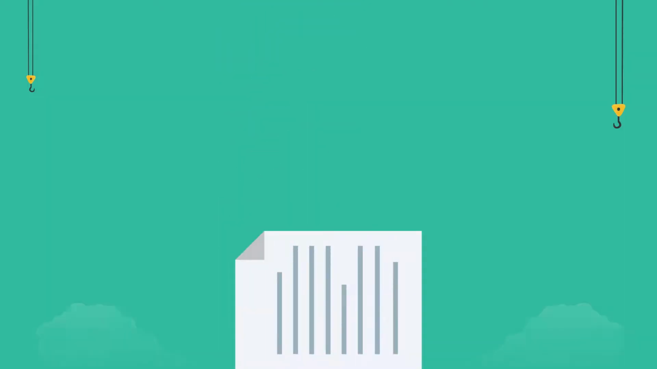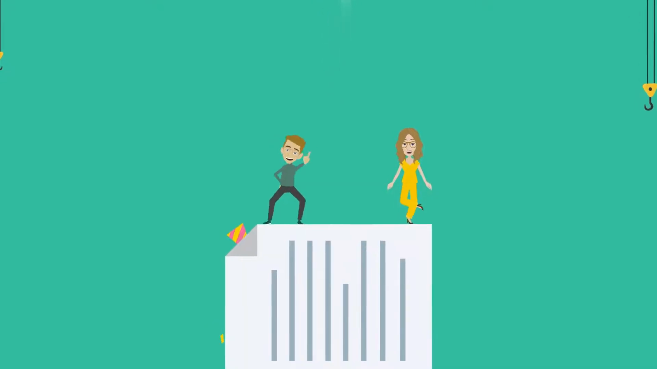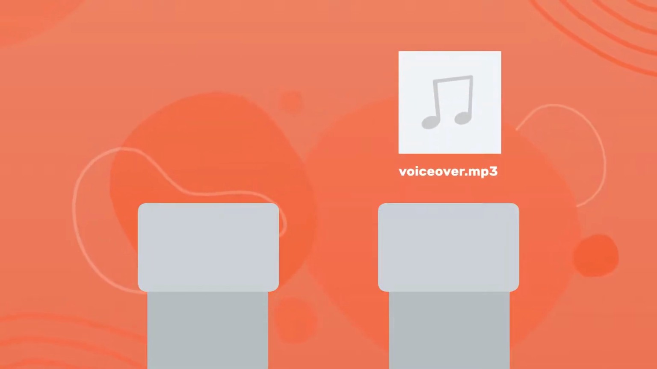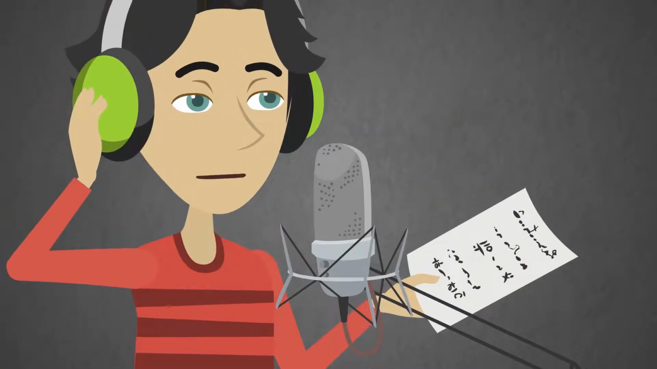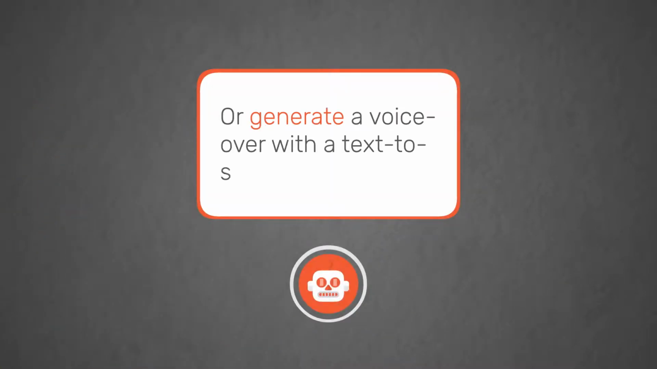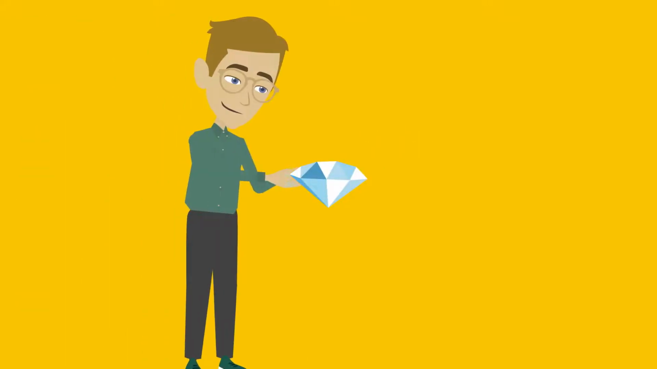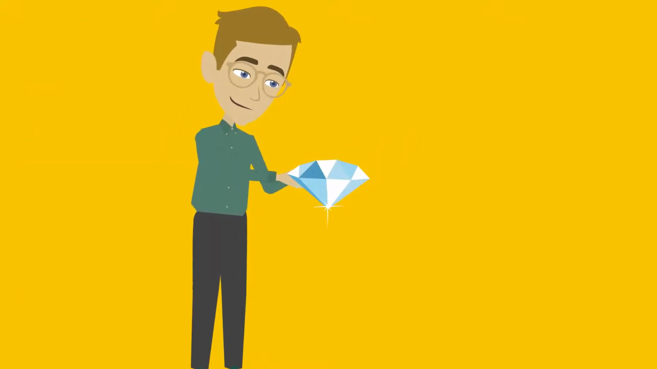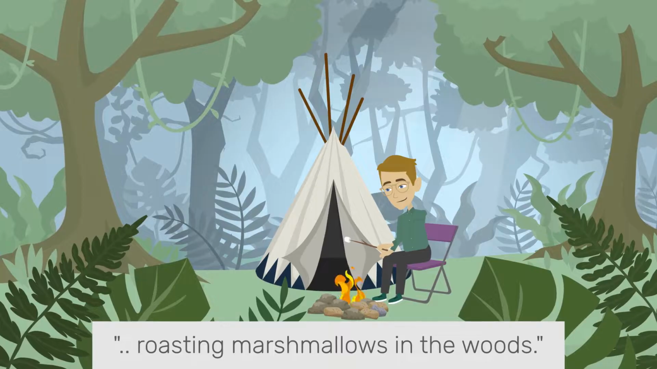Now you have a script, a solid foundation to build the visual side on top of. You then turn the script into a voiceover, either by narrating it into a microphone, pay someone else to do it, or generate a voiceover with a text-to-speech tool. And the final step is to use animation to make your points even clearer. One sentence gets one scene. What's said is what you visualize.